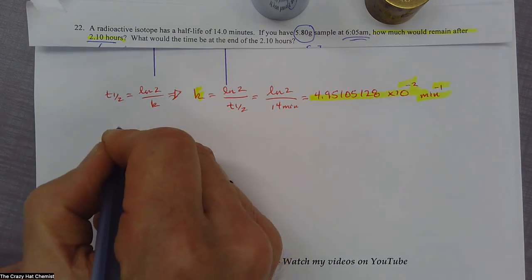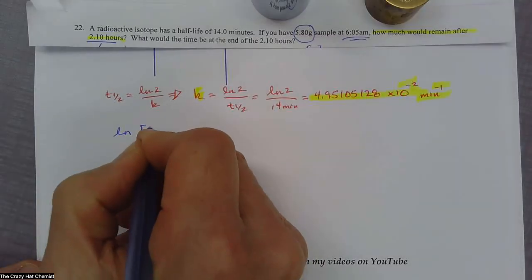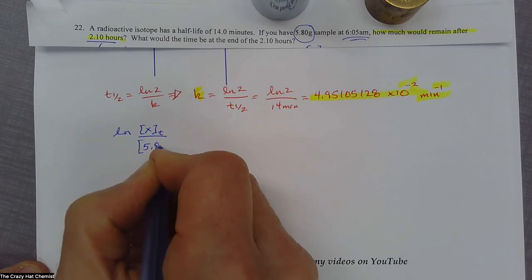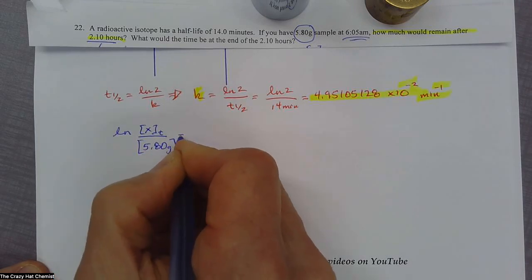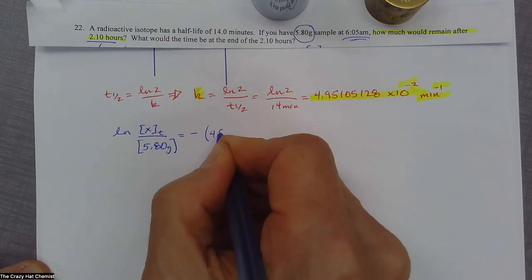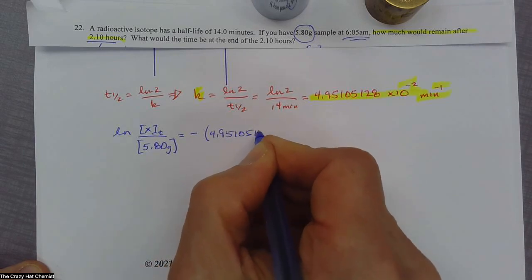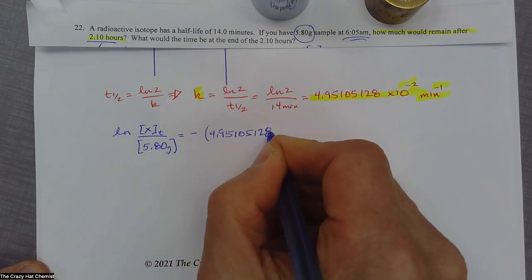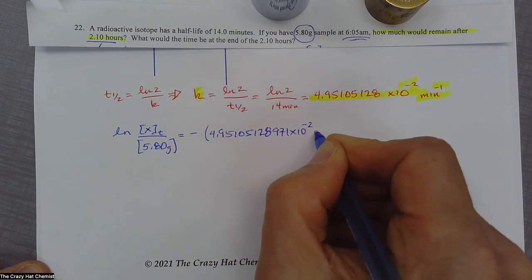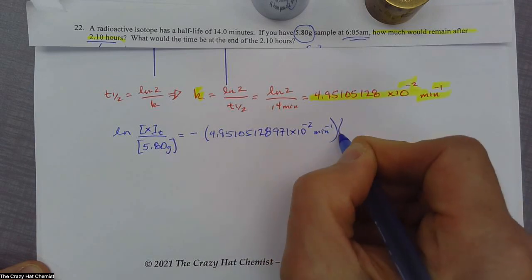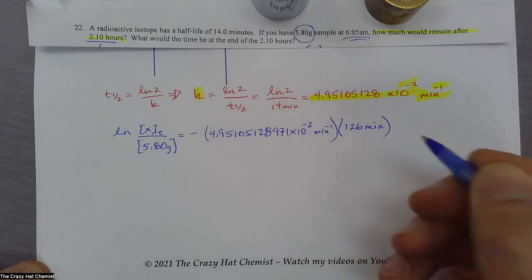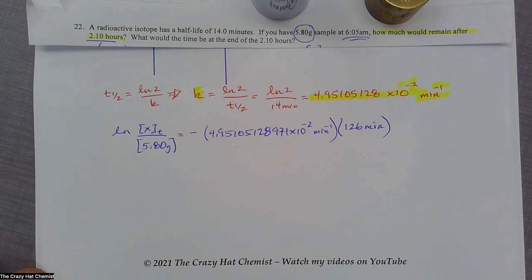So what we will have is natural log of x sub t over the original amount, which is 5.80 grams, is equal to negative kt. So there is my k, 4.95105128971 times 10 to the negative 2 per minute, and we're going to multiply that by 126 minutes. We have already previously determined that number. So that looks good so far.